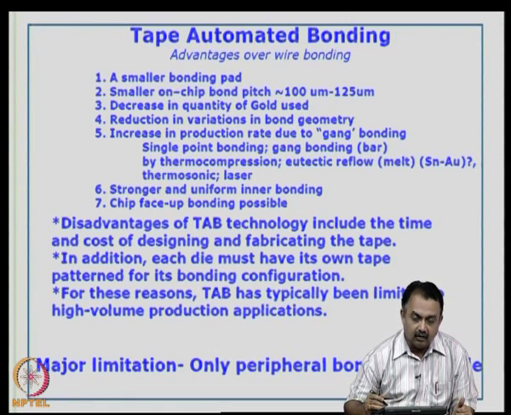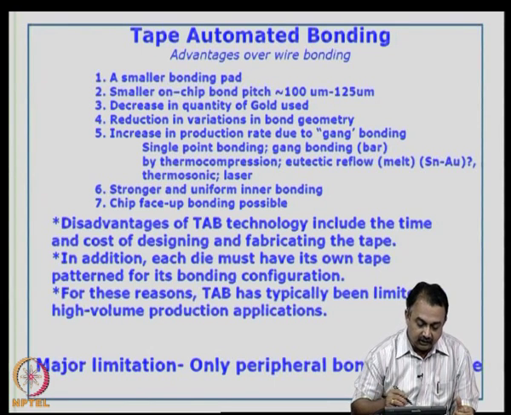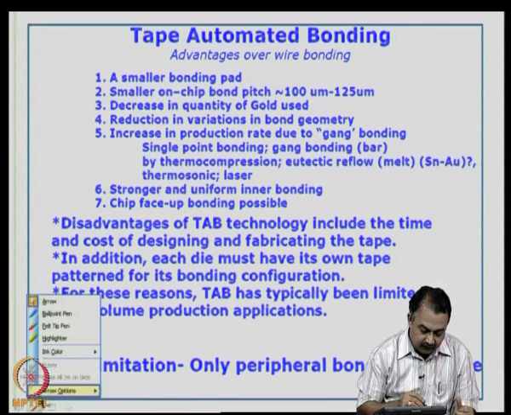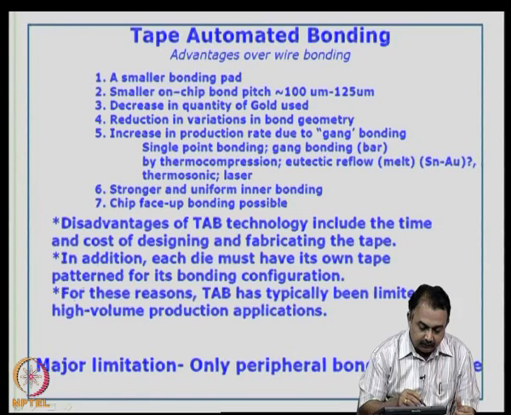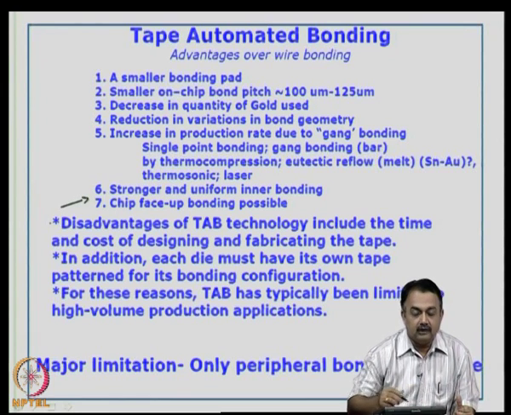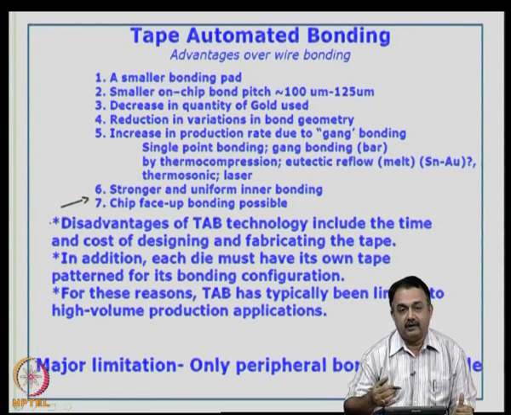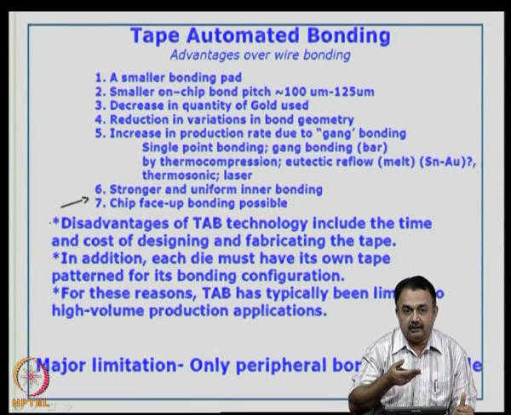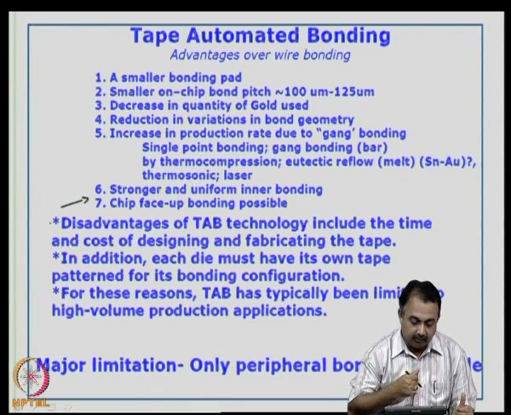Now, this is a stronger and uniform inner bonding, and the advantage here is chip face up bonding is possible. That means the chip IOs are facing up on top, and then you can establish the bonding by introducing the die from beneath onto the alignment sides of the polyimide tape.